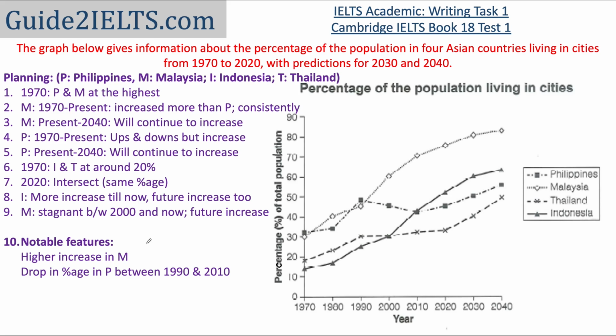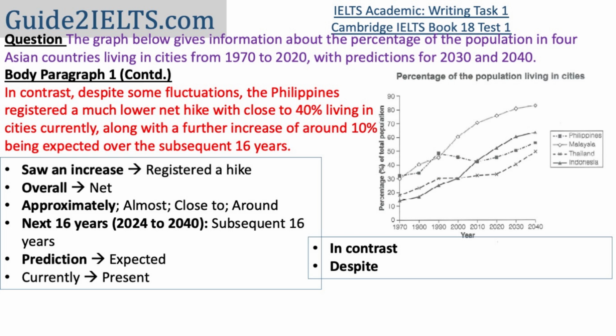Now we'll write about the Philippines in the same way. What happens from 1970 to the present and what happens from the present to the future. In contrast, despite some fluctuations, the Philippines registered a much lower net hike with close to 40% living in cities currently, along with a further increase of around 10% being expected over the subsequent 16 years. Once again, I've used quite a few synonyms. The list is here. Also make a note of words and phrases like despite and in contrast, which help improve your writing.